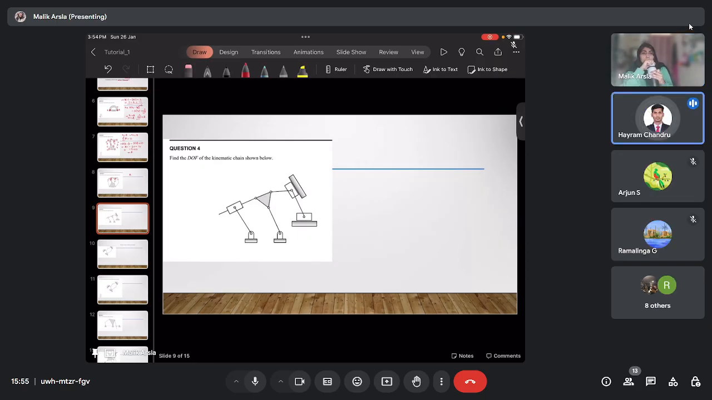And this is 2 degree of freedom, right? 2. Let me check the answer. I guess it is 3. No, wait a minute. No, it's a 1 degree of freedom system. You must have made a mistake. So anyone got 1?